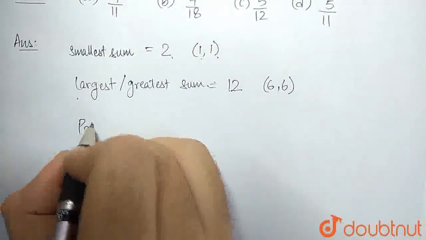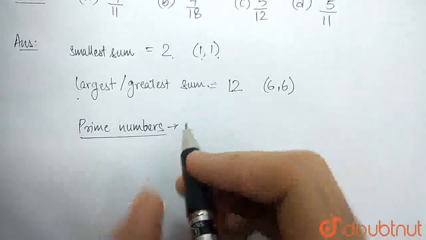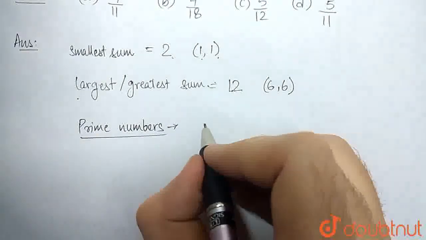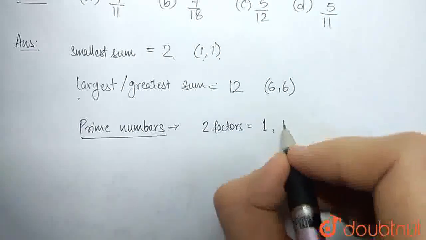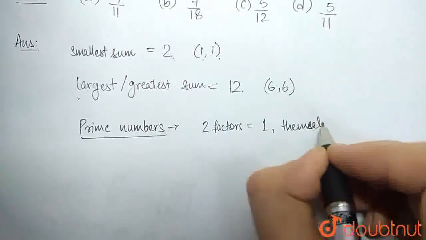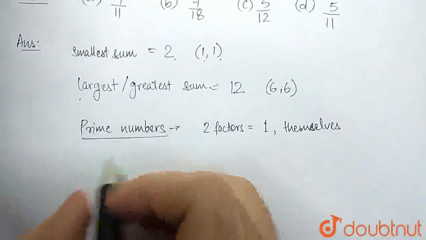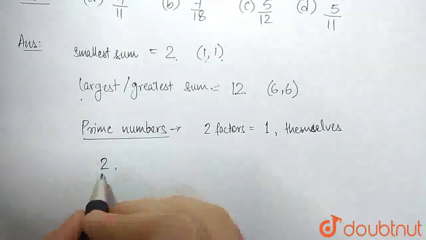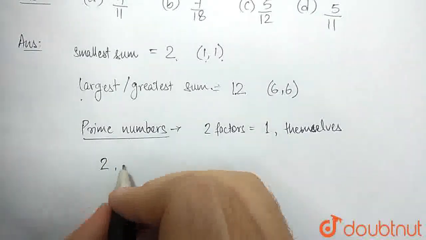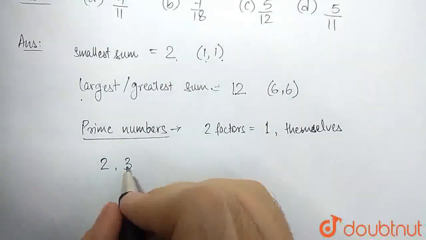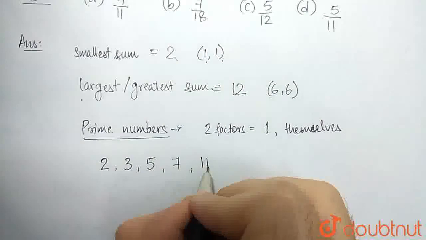So prime numbers are basically those numbers which have only 2 factors, those being 1 and themselves, right? So they have only 2 factors, 1 and themselves. So we start with 2. 2 is a prime number. The only factors 2 has is 1 and 2, right? So 1 and itself. Second, we have 3. Again, 3 is also a prime number. Next, we have 5, 7, 11.